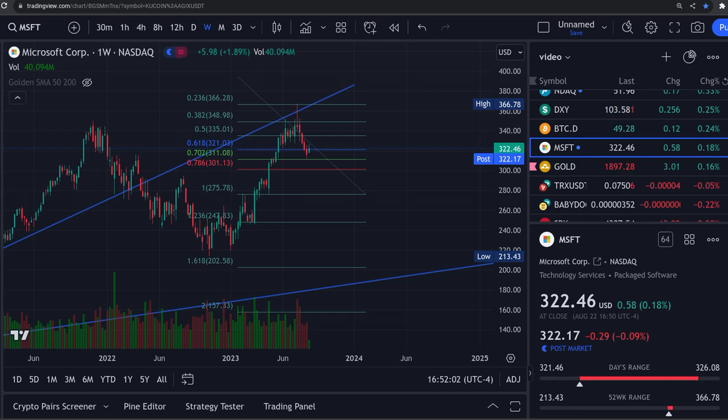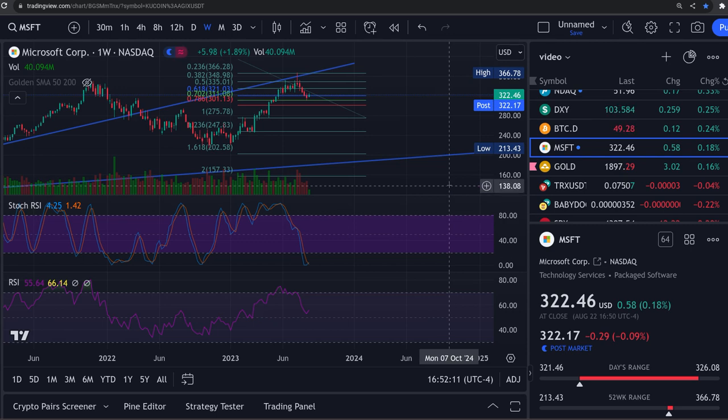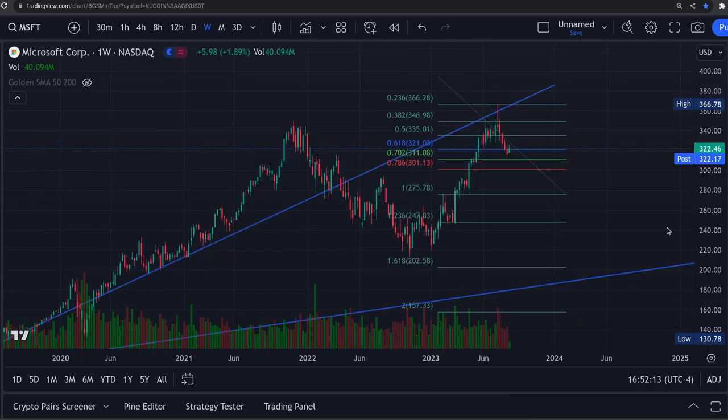Back here with another look at Microsoft. All right, this is the stock. Boy, I love this Fibonacci. Man, oh man, if you don't know nothing about trading, learn how to use this thing. It is absolutely a gem.